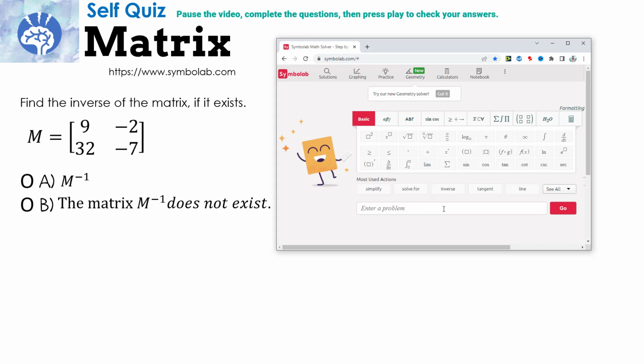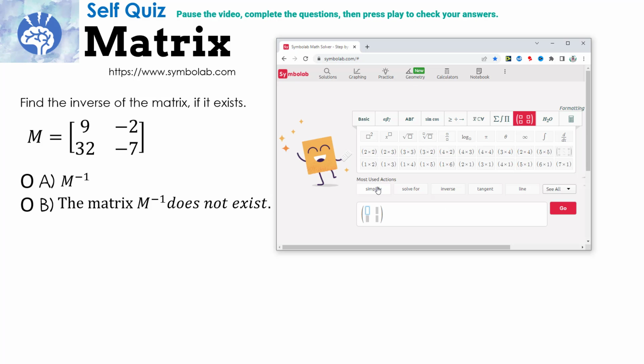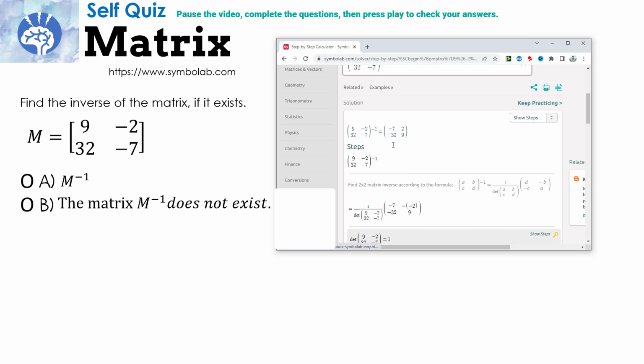All right, for the first one it says, find the inverse of the matrix if it exists. This is a 2 by 2 matrix. I'm going to click my matrix, 2 by 2, and let's put it in. We're going to over arrow. Our exponent is going to be -1 because we want to know if this has an inverse. So let's go. And look at that. It does have an inverse, and this is our inverse.